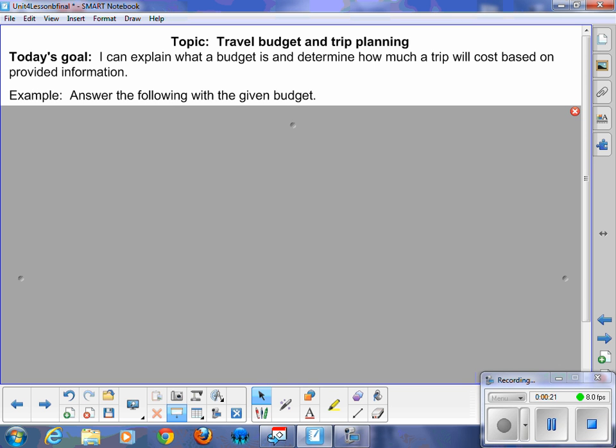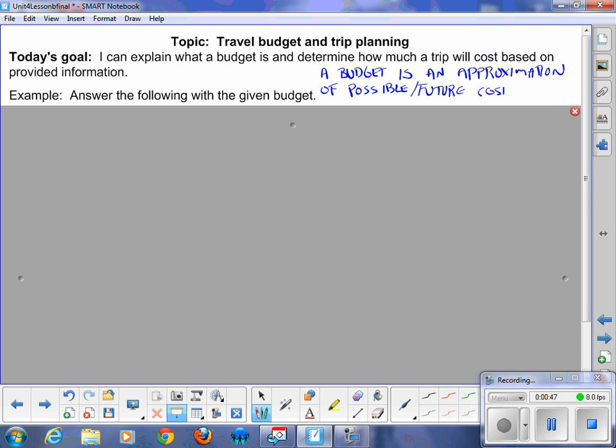Maybe what I will add up here, what is a budget? Just so you can get a feel for what we're doing. A budget is an approximation of possible future costs. So we're trying to anticipate how much money is going to be required, and in this case, we're looking at trips.